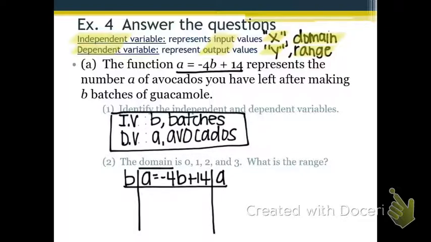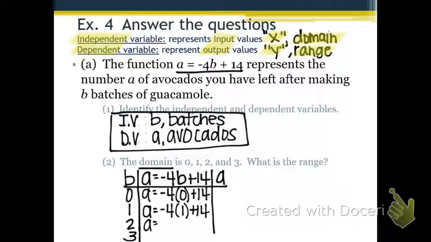Now they have given us the domain. They have given us the B, the independent variable amounts. So 0, 1, 2, and 3. We're going to make no batches of guacamole, 1 batch, 2 batches, and then 3 batches. Now, when we plug numbers into equations, what do we plug them in? Inside of parentheses. So A equals -4 times 0 plus 14. And we're going to do that 3 more times. A equals -4 times 1 plus 14. A equals -4 times 2 plus 14. And A equals -4 times 3 plus 14.